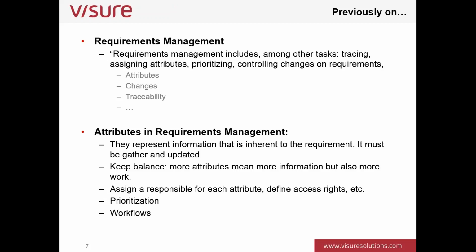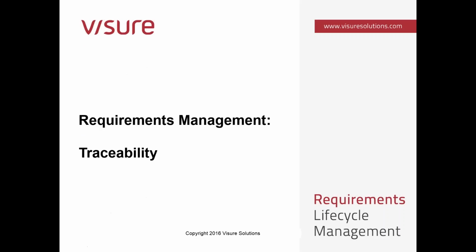We have to assign a responsible person to each attribute. We also talked about the prioritization process related to the attributes, how we can prioritize different requirements, and a way of controlling the different states of those attributes, which is the workflows. Okay, so we covered all that information in a previous webinar, and now today we are going to talk about traceability, about requirements relationships.